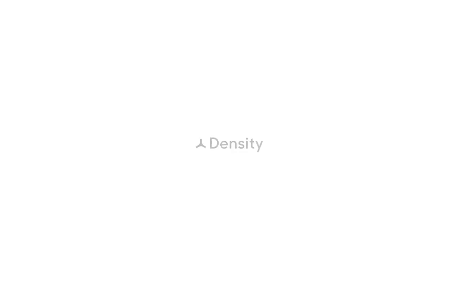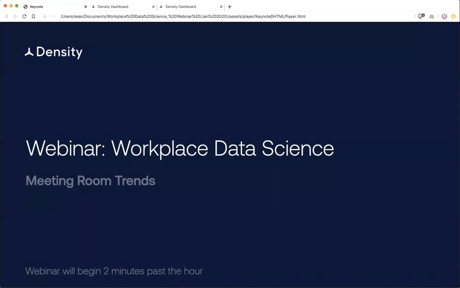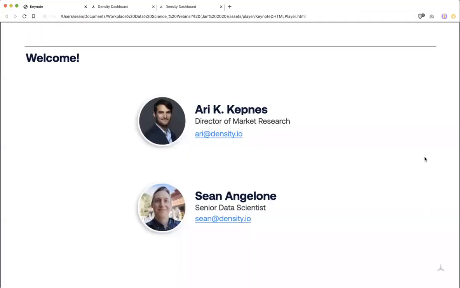All right, we're going to get started. This is the webinar on workplace data science, and we're going to be talking specifically about a very key issue today, which is meeting rooms and some data that goes into understanding how they can be used and be more effective. So, Sean, let's get this started here.